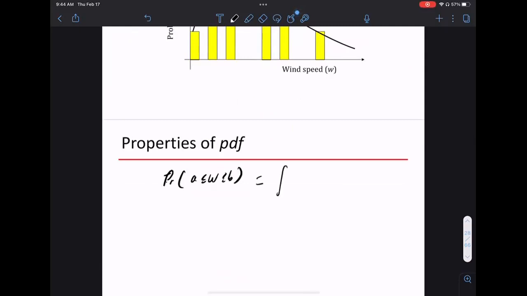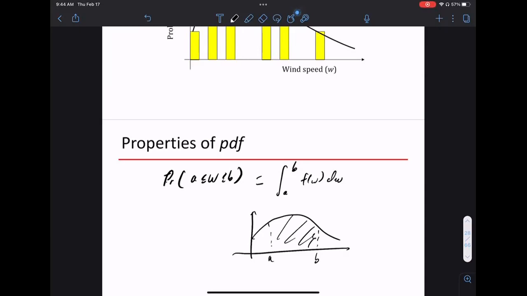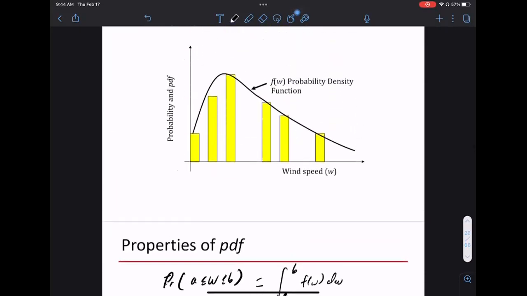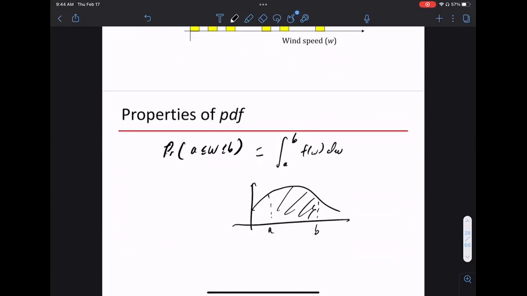Now this becomes, you just integrate the density between these two limits. Okay, so this becomes a very nice thing to do. If you know the function, we can often do the integral by ourselves. Pictorially, if you have some distribution, and this is A, this is B, this will be the area under the curve between A and B. So this is a property of the density function.